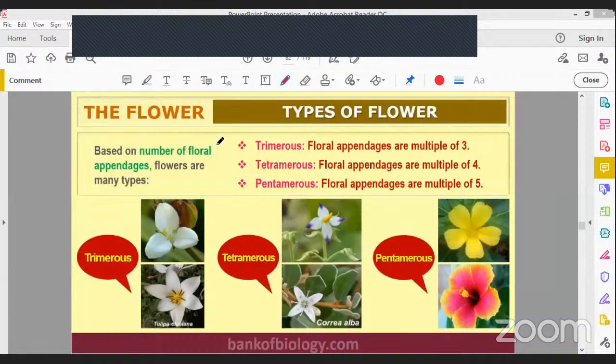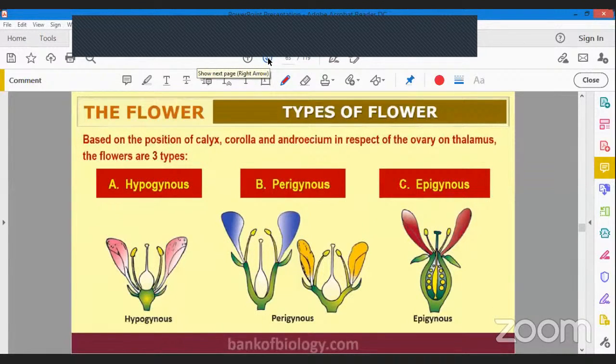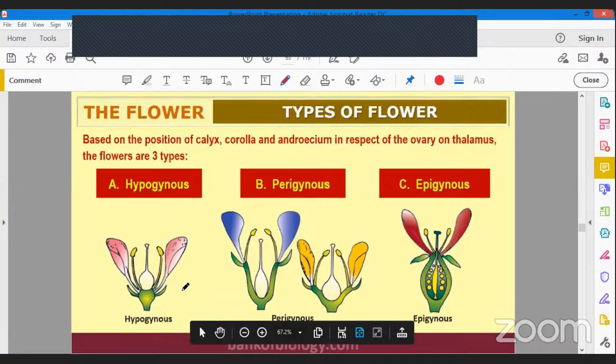Next one. So types of flowers based on the position of the floral whorls. That is the calyx, corolla, androecium in respect to the ovary and the thalamus. So it is basically the position of the ovary itself, but how the ovary and the other whorls are in comparison to them. Okay. So let us look at the first one: hypogynous, perigynous, and epigynous. Hypogynous, all the floral whorls are below it. Just first take down the names.